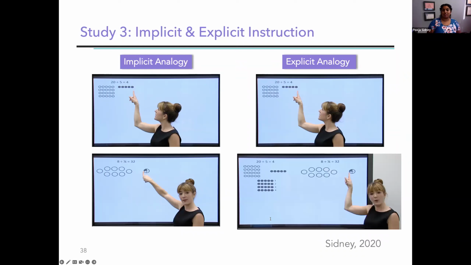In the explicit analogy condition, though, each time the teacher introduced a new fraction division problem, there was a similar whole number division problem present, and the teacher talked about the connections between them. So I've been showing you some of these images throughout the talk, and the images of the teacher making connections are all stills from the explicit condition of the study.